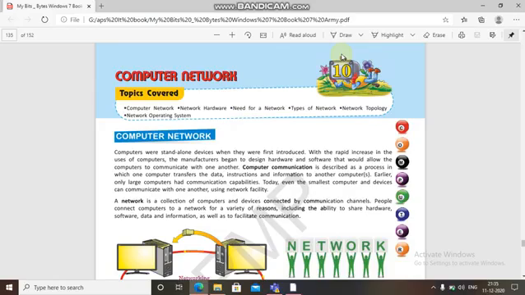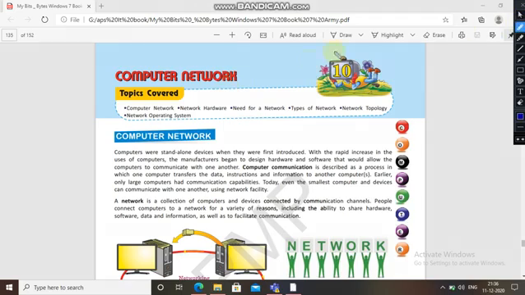Today, we are going to discuss a very interesting chapter, which is the last chapter of your book, and of your course Computer Network. So, till now, we have seen many topics, but I think that this is a very interesting topic. The topics to be covered are: the first topic, what is a computer network. Okay, so we will know about this.